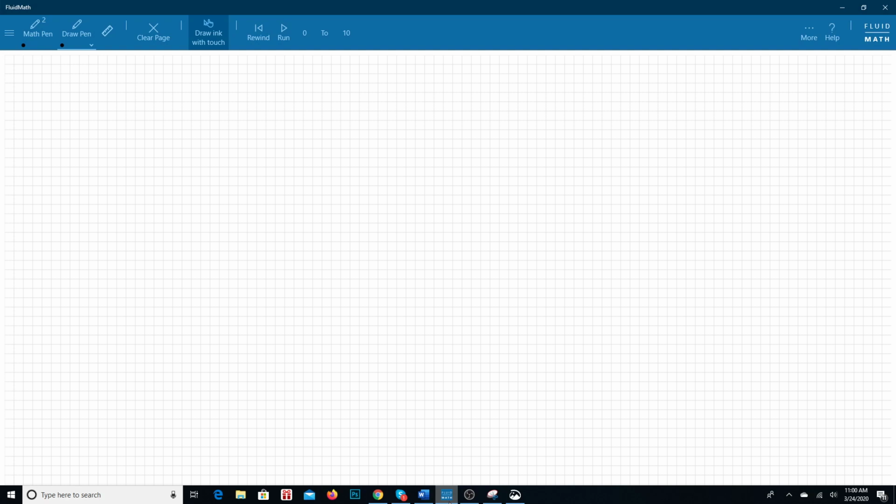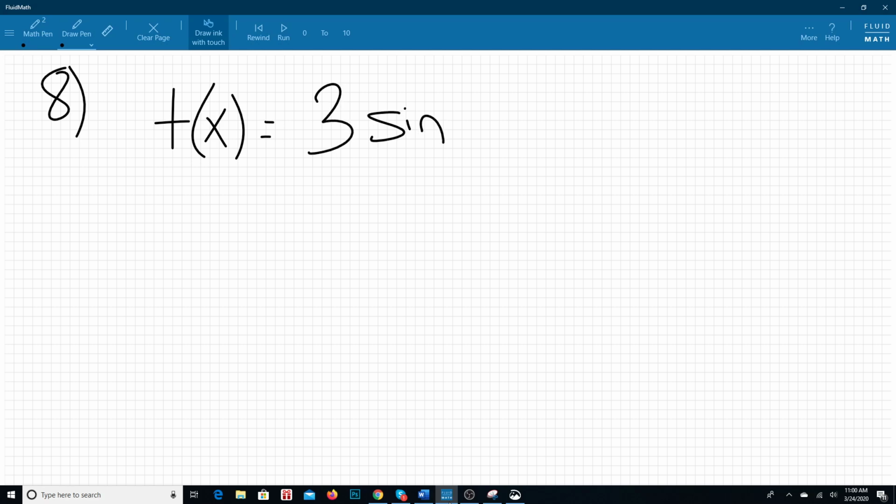Let's try question 8. It reads T of x equals 3 sine 2x plus 2. Let's look to try to graph this.